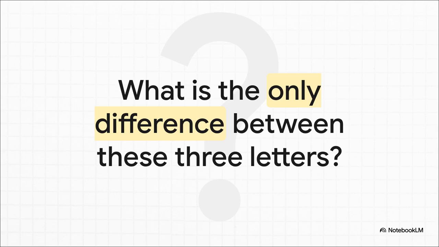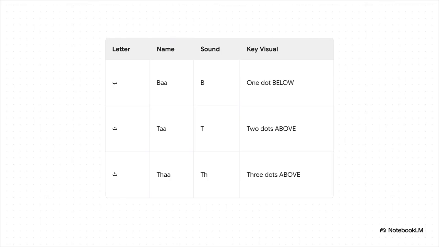See how they all have the exact same basic shape? It kind of looks like a little boat or a wide U. So what's the only difference between them? What's the one tiny detail that tells you which letter you're looking at? Yep, you guessed it. It's the dots. These dots, they're called nukat in Arabic. They are the whole key. So the letter ba has 1 dot below, and that makes a B sound. Easy.